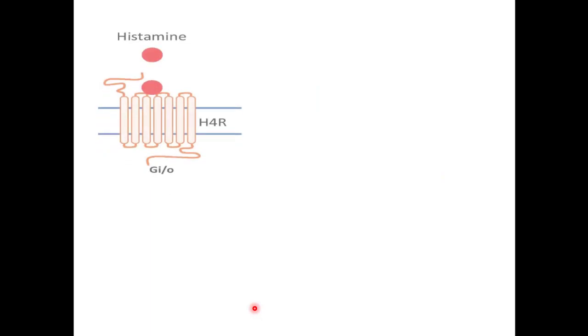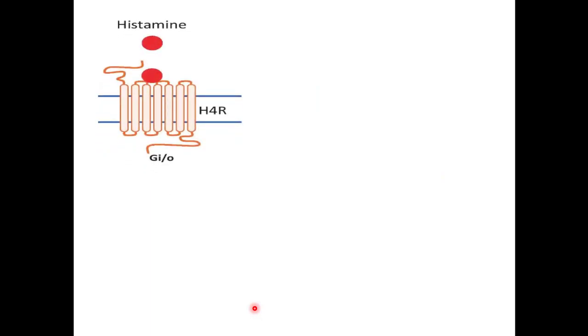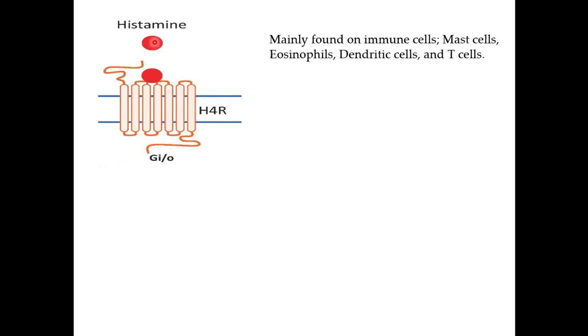The second important receptor of histamine is the H4 receptor, and this is yet another receptor which is important immunologically. When histamine binds to this particular receptor, the histamine 4 receptor gets activated. Now, where is the histamine 4 receptor present? This histamine 4 receptor is mainly found on immune cells like the mast cells, the eosinophils, the dendritic cells, and the T cells.